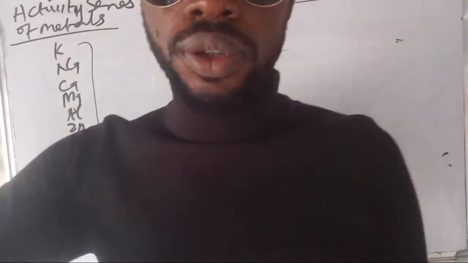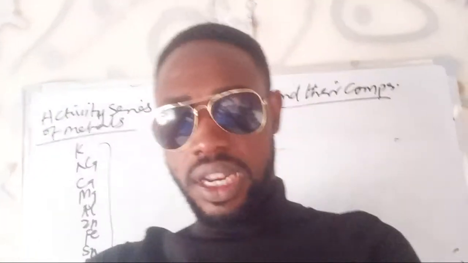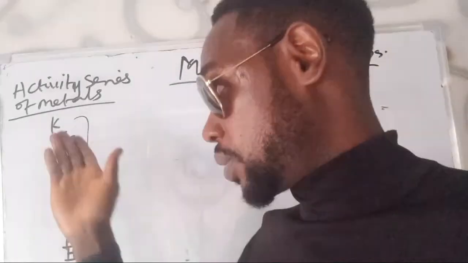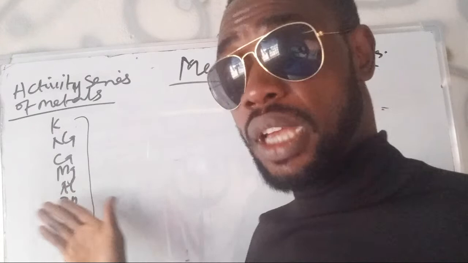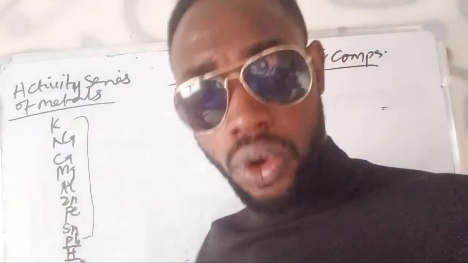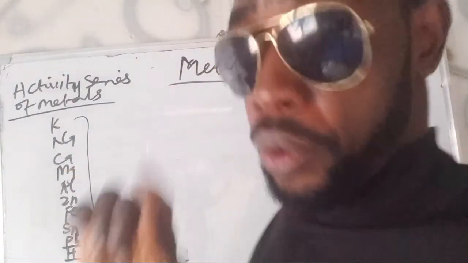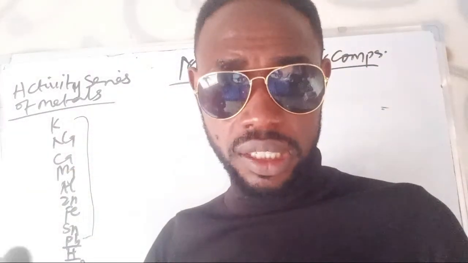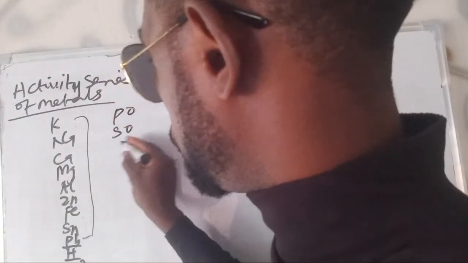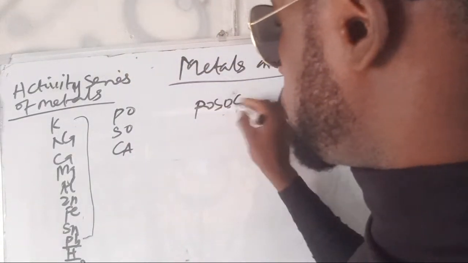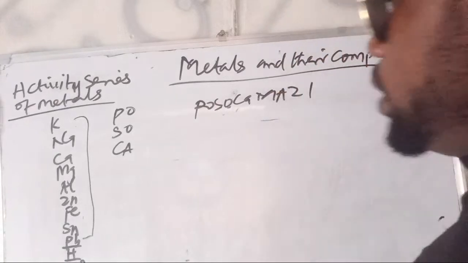Then, for the activity series, you can use an acronym to get it in your head. That's why the live stream is here for you. For this activity series, I call it without looking: potassium, sodium, calcium, magnesium, aluminium, zinc, iron, tin, lead, copper, mercury, silver, gold. If you want to get it in your head without forgetting it, you can use this acronym, POSOKAMAZI, to learn how come Majesty sings glamour. You just say POSOKA. If you write it together, it becomes POSOKAMAZI.